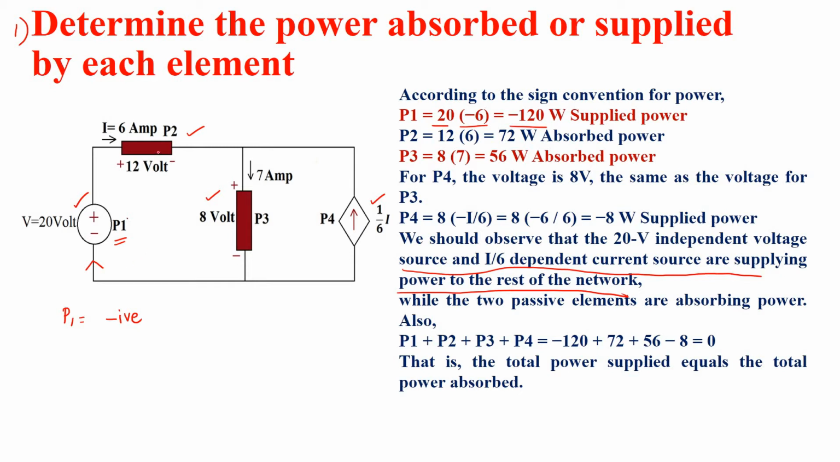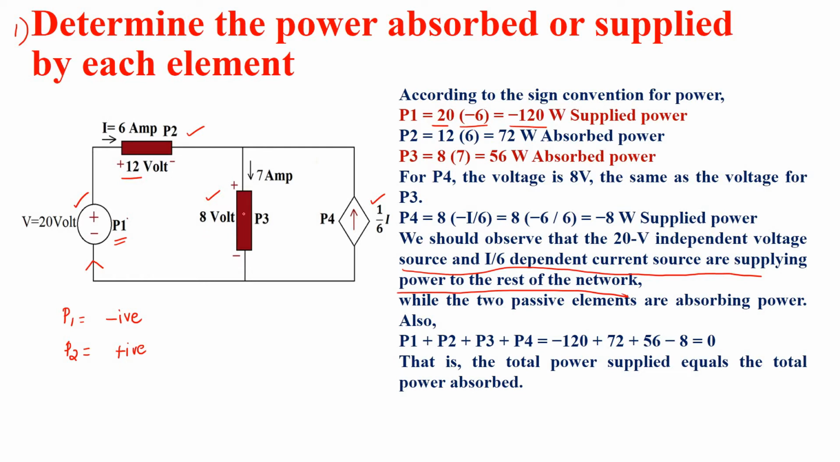Next, consider the resistor. In the resistor, power is dissipated in the form of heat. Okay, see, positive absorbed. And the current is entering into the positive terminal, so the P2 value is positive. And the power is absorbed power. How to calculate this? 12 into 6, that is 72 watt.